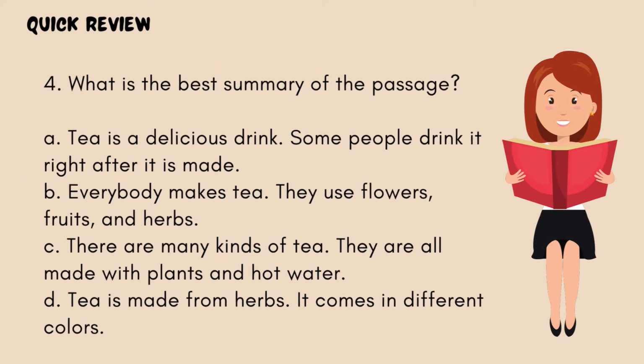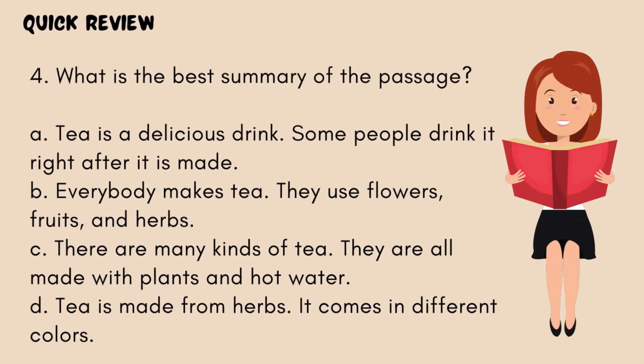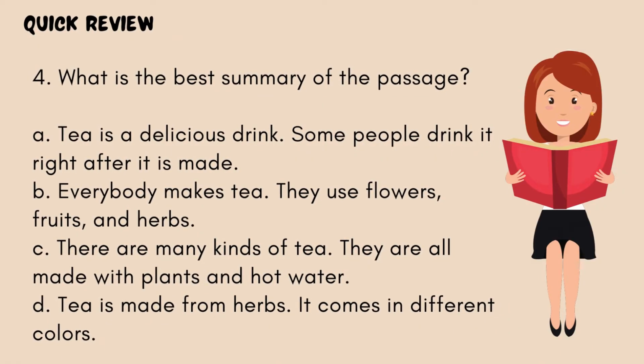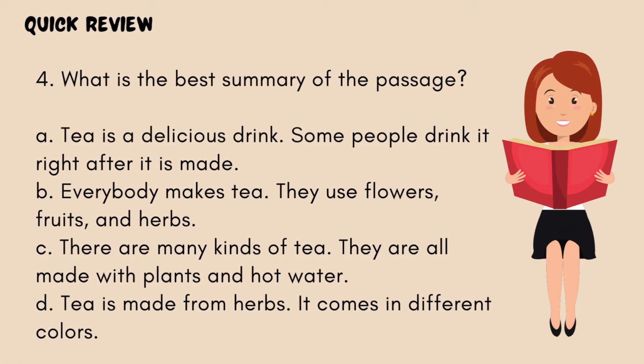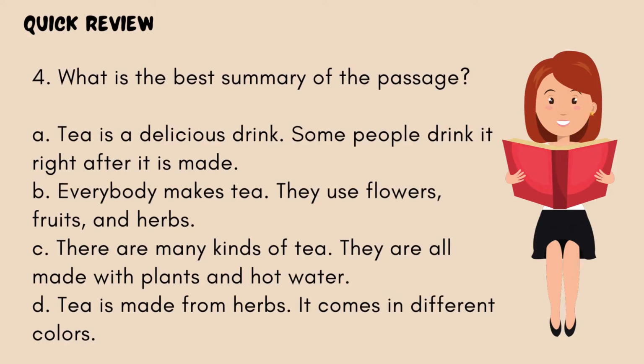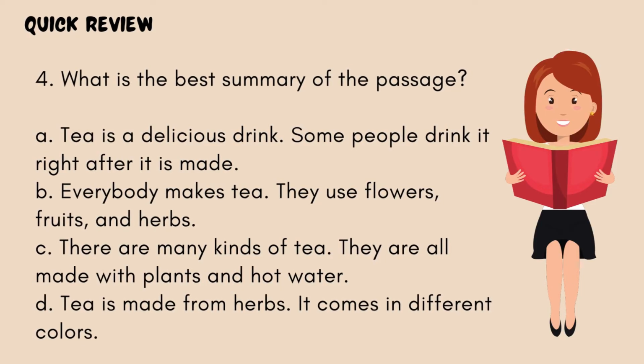Number 4. What is the best summary of the passage? A. Tea is a delicious drink. Some people drink it right after it is made. B. Everybody makes tea. They use flowers, fruits, and herbs. C. There are many kinds of tea. They are all made with plants and hot water. And D. Tea is made from herbs. It comes in different colors.